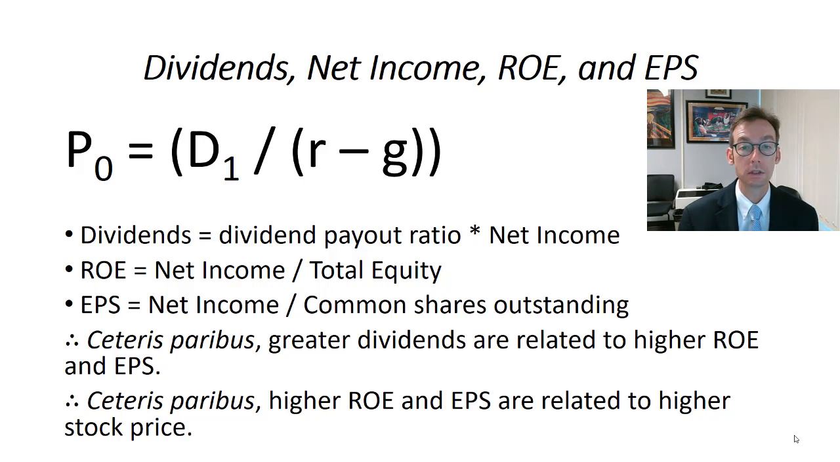And so therefore, if we hold everything else constant, and that's what ceteris paribus means, if we hold all else equal, greater dividends are related to higher ROE and EPS, because we're going to hold that dividend payout ratio constant. Therefore, as net income goes up, dividends go up. And because we're going to hold total equity and the number of shares outstanding constant, as net income is going up, ROE and EPS are also going up. And so this is how we see the relationship between ROE and EPS and stock price being positive. Once again, if ROE and EPS are higher, the stock price should be higher if we hold all of these other things constant.